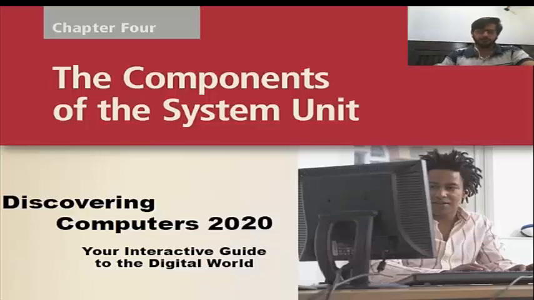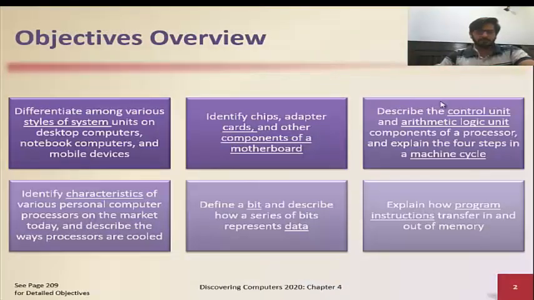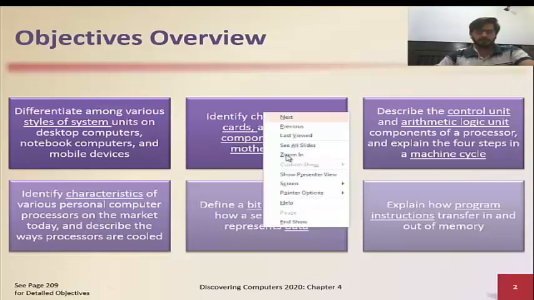Today we will start chapter 4 from Discovering Computers, and the name of the chapter is the components of a system unit. So in this chapter we will discuss the different components of a system. We discuss the different Intel generations, and we discuss the different types of hardware used inside the system unit. So that is just an overview of this chapter.